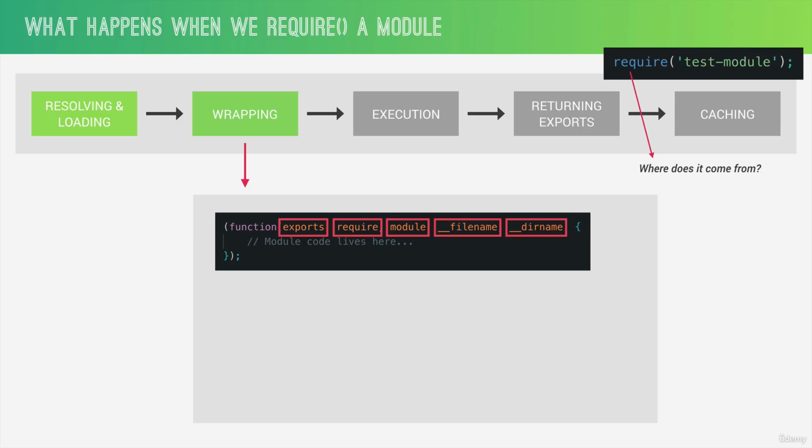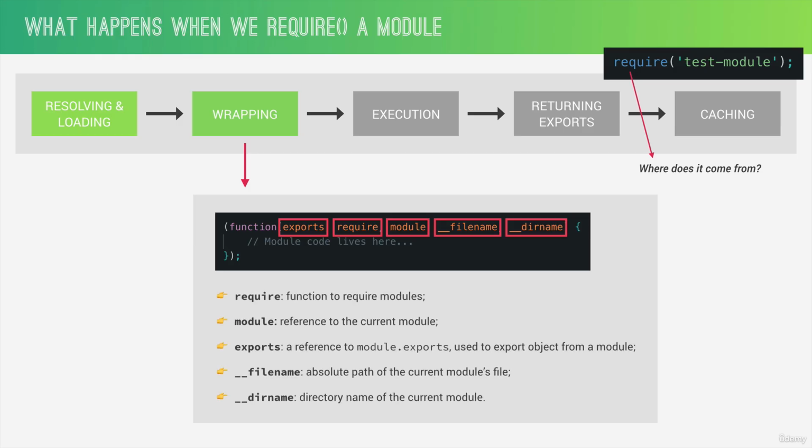Alright, so let's now take a quick look at each object that our module gets. First, the require function, which we already know about. Then there is a module object, which is just a reference to the current module, and which for us is most important when it comes to exporting data. The same applies to the exports object, which we're going to discuss in a moment. Finally, there are the convenience variables __filename and __dirname, which simply contain the absolute path to the current module's file as well as the current directory name. And that is how the wrapping step of loading a module works.